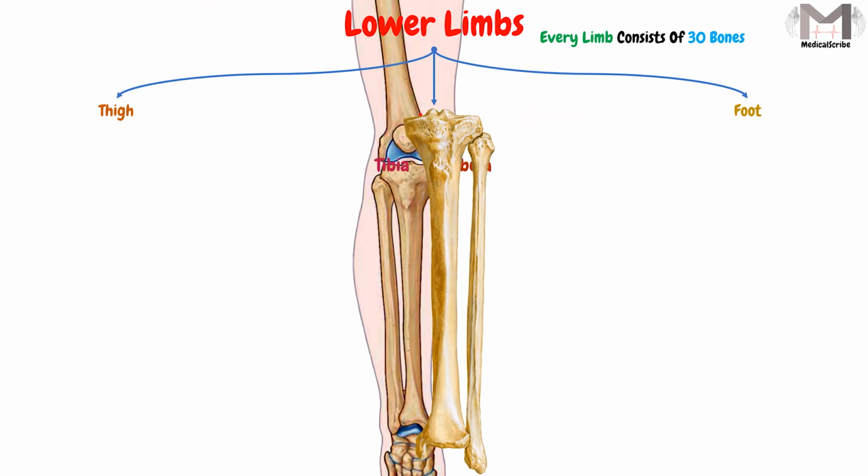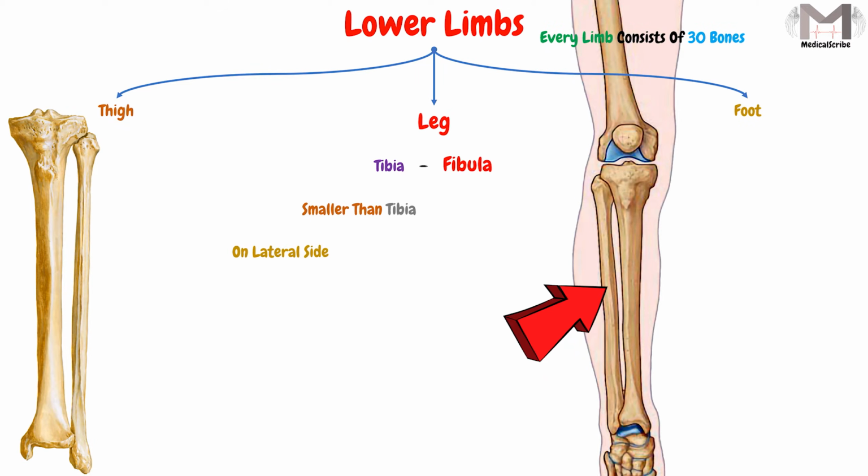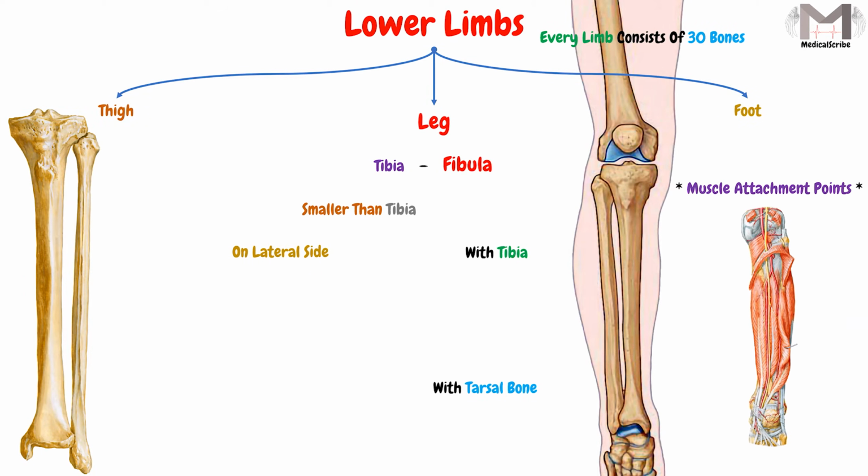While regarding the fibula, this bone is smaller than the tibia, found on the lateral side of the leg, and keep in mind that the fibula from above will attach with the tibia, and from below will articulate with the tarsal bone as the tibia does. And its main function is to provide points for muscle attachment and to help maintain balance.